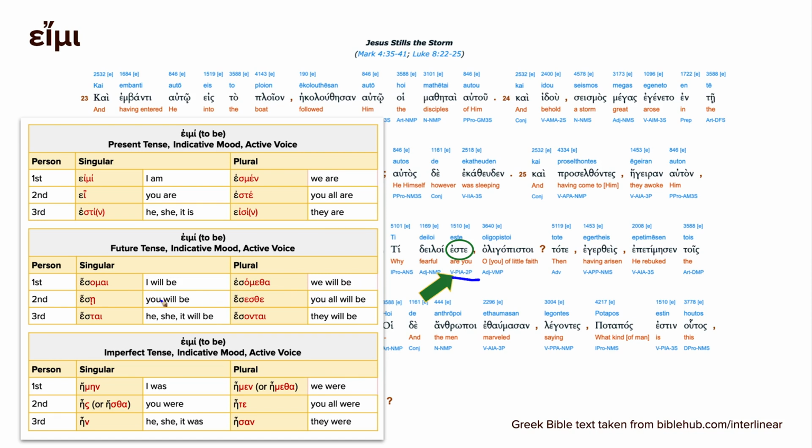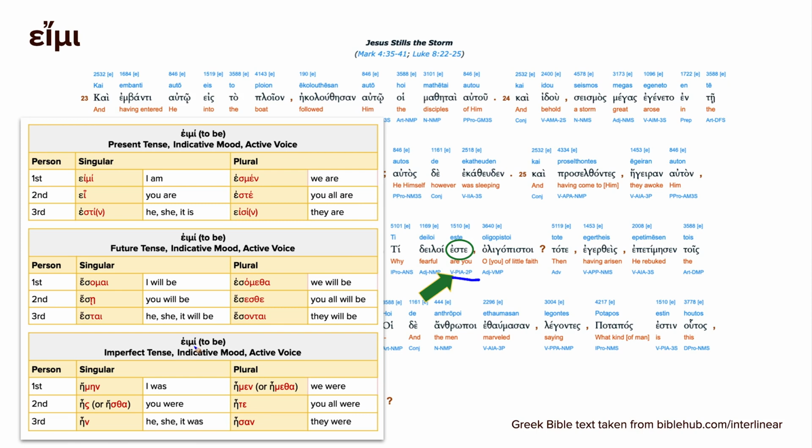Esometha, we will be. Esei, you will be. Perhaps you will be writing an essay. That's how I remember it. Esesthe, you all will be. Estai, he, she, or it will be. Esontai, they will be. All right, and now let's talk about the imperfect tense.